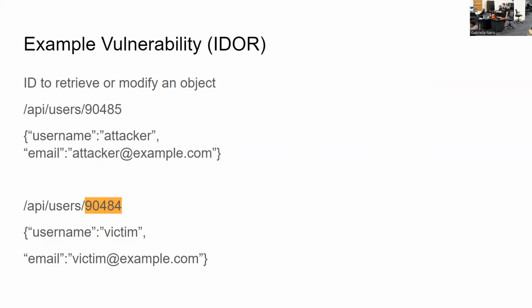But yeah, so here we have an API route, slash API slash users, and then an integer ID. And the way that this would be exploited is just changing the number at the end of the URL, basically, to retrieve an object that you shouldn't be able to retrieve, which can leak a lot of personal information. And there have been cases where this has been exploited with many large companies.